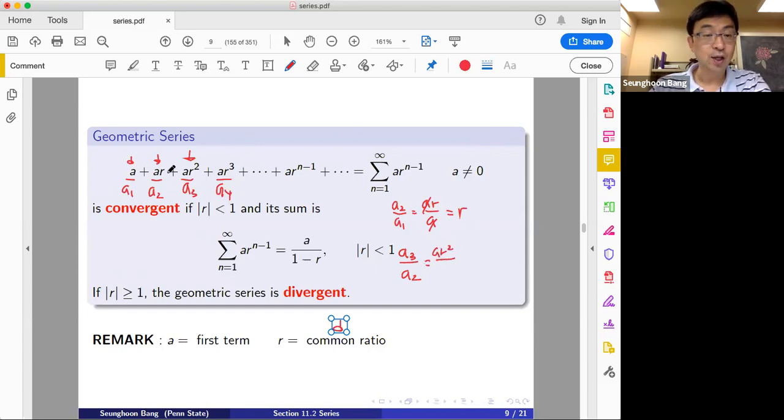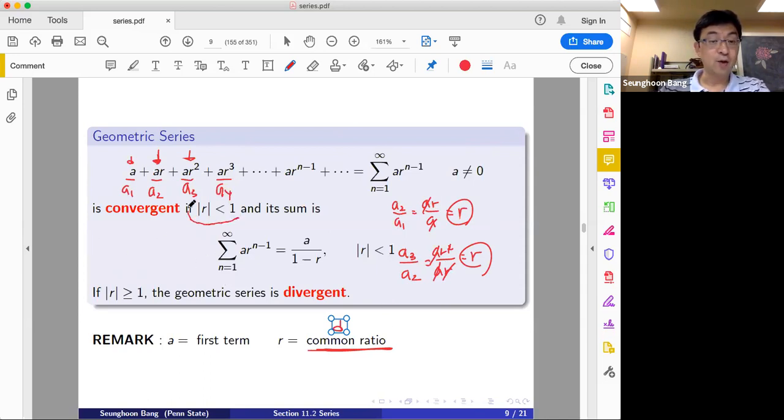Over A2 is here, AR. A is crossed out, R is crossed out, just R. What does it mean? The ratio is the same, so we call it the common ratio. It's like a geometric series. So you need to know this one.